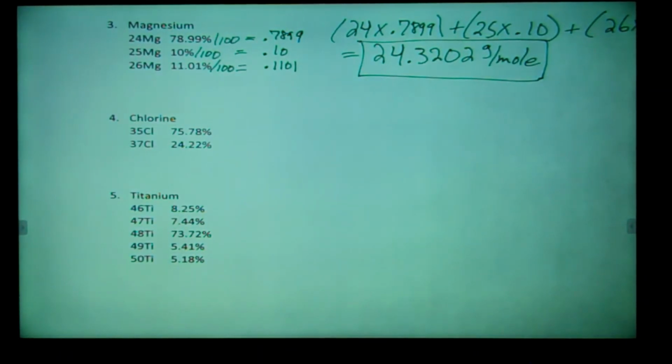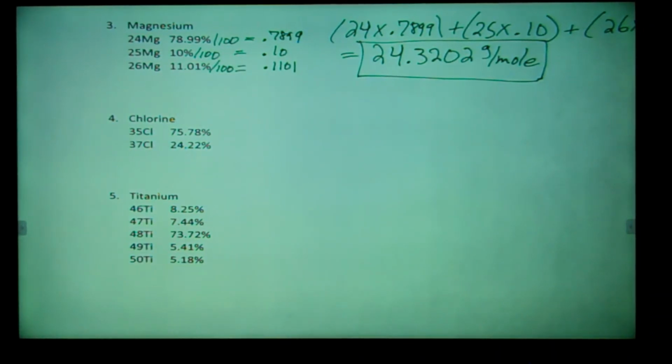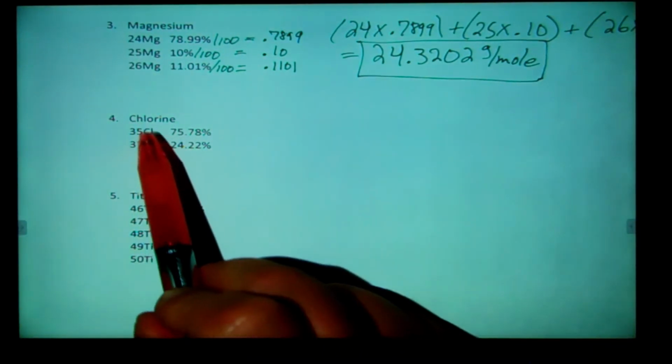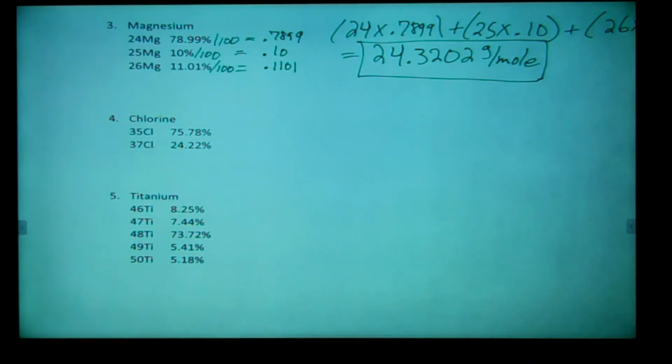Let's keep rolling right along, and let's look here at number 4 for chlorine. So you guys probably have picked up, it should lean a little more towards the 35, but it's not going to be exactly on 35, especially because look at chlorine. It doesn't go 35, 36, it goes 35, 37. That'll play a factor in as well.